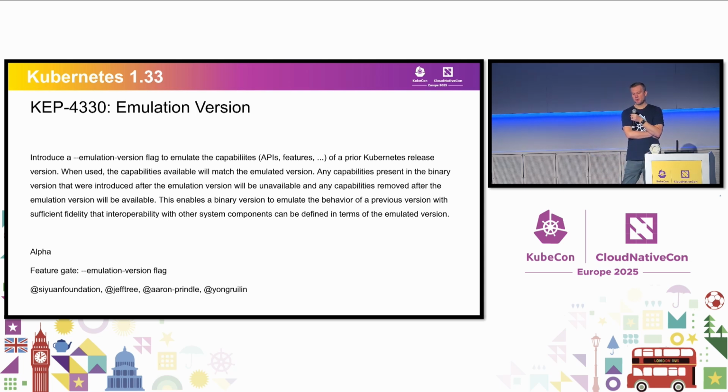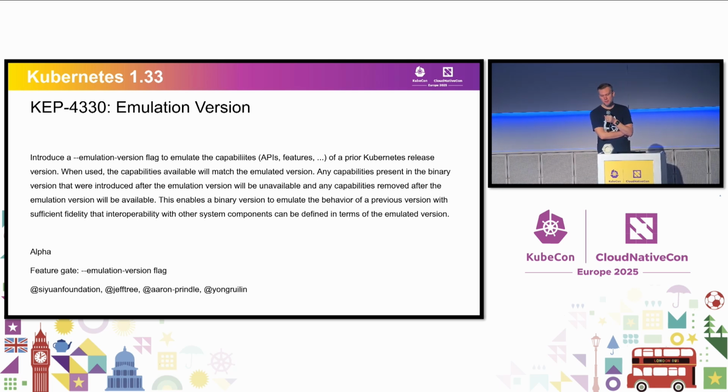The way this KEP works is that we add an --emulation-version flag to binaries like the kube API server, and you can provide a version number, a Kubernetes version number as an argument. So for example, if you are running Kubernetes 132 binary and you set this to 131, that binary is going to pretend to be a previous version of that component.